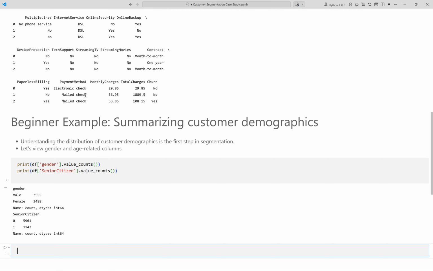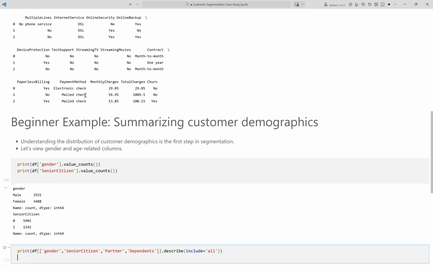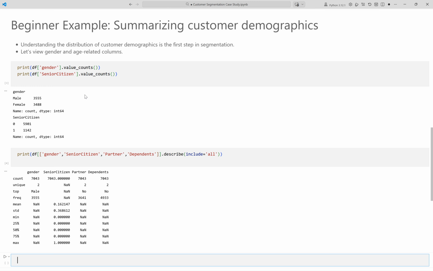Here we describe key demographic variables with basic statistics, helping us understand our customers before segmenting. Running the cell now. This summary shows that the dataset has 7,043 customers, with a roughly even split between 2 genders, where male is slightly more common. The binary columns senior citizen, partner, and dependents highlight key counts and proportions, such as about 16% being senior citizens and most customers not having partners or dependents. This helps us quickly understand customer demographics before moving on to segmentation.